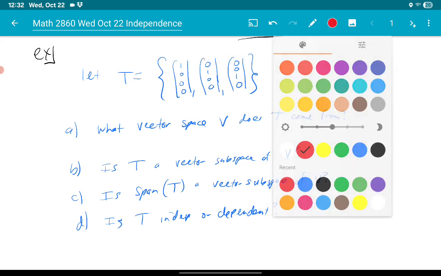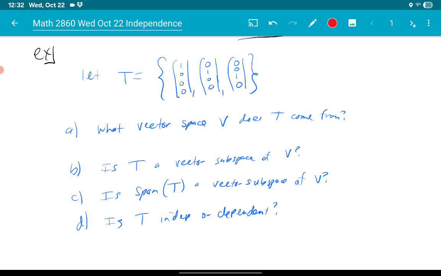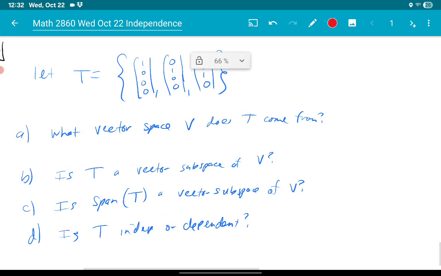Maybe you could try pausing the video and answering yourself, but okay, what vector space do these vectors come from? Well, notice each one of them, just look at them. They're all vectors. How many components does each one have? 4. So they're all 4-dimensional vectors, so they all come from R4. Some people call R4 4-dimensional space.